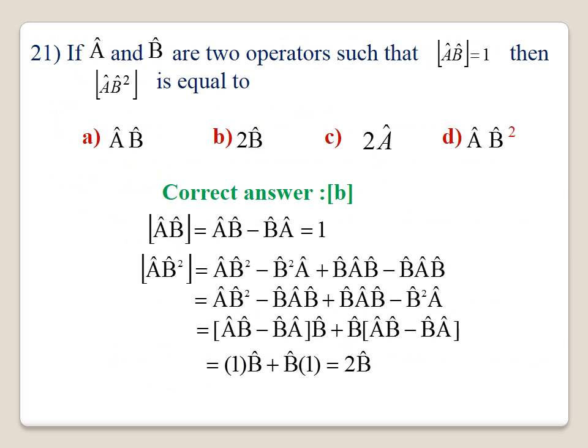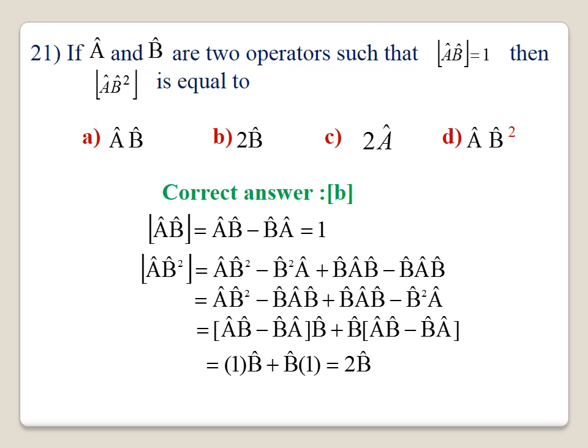21. If the operator A and the operator B are two operators such that the commutator of A, B is equal to 1, then the commutator of A, B square is equal to here. We are going to find out the value of the commutator of A, B square. Here the correct answer is B. The commutator of A, B square will be equal to 2B. And the explanation is given.